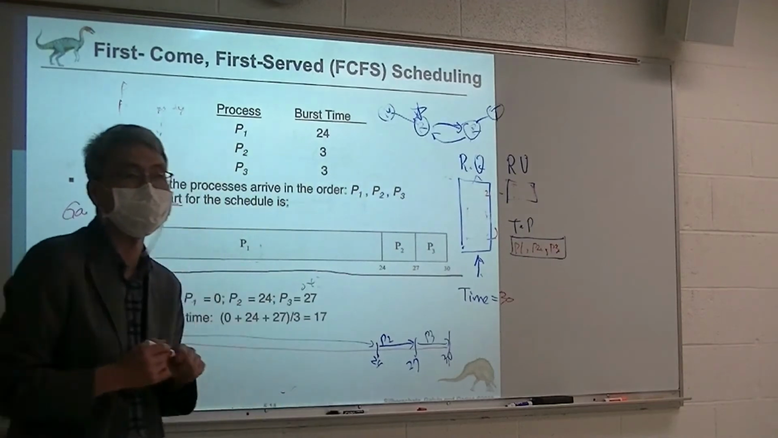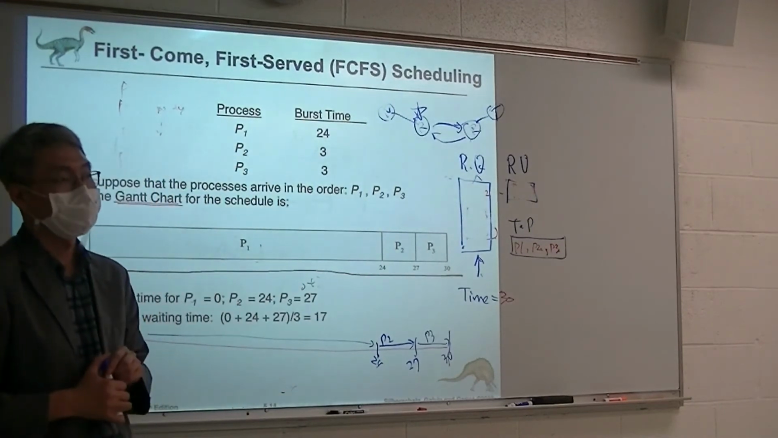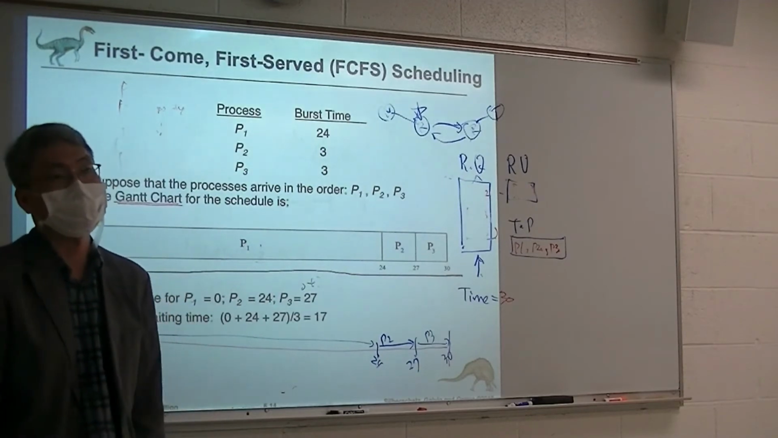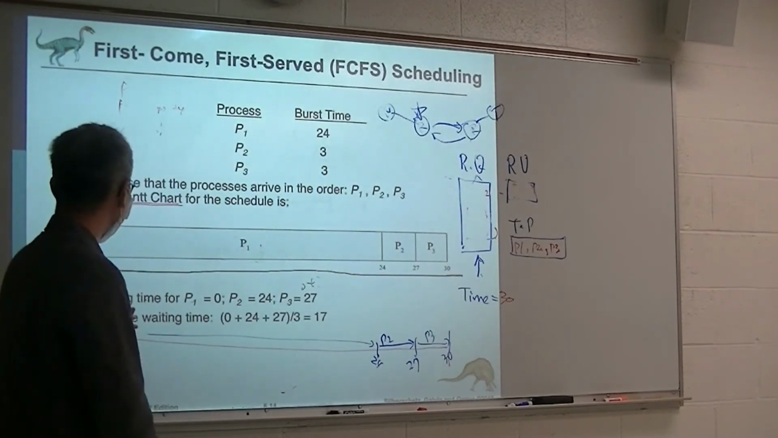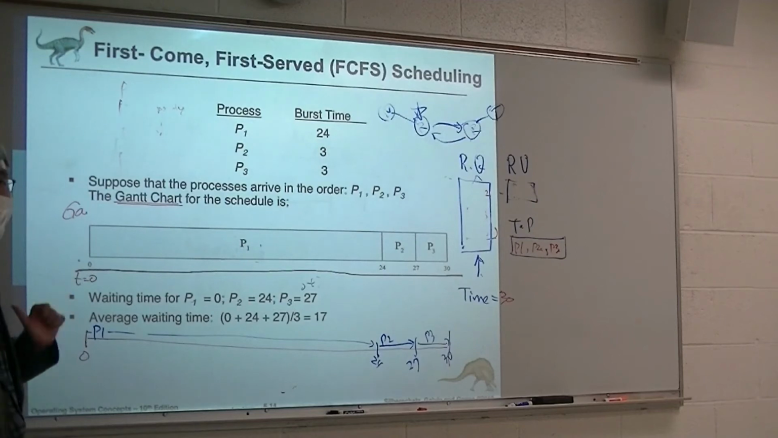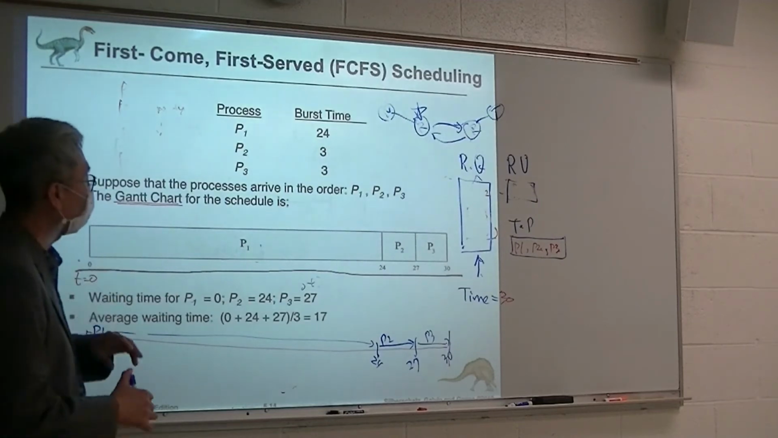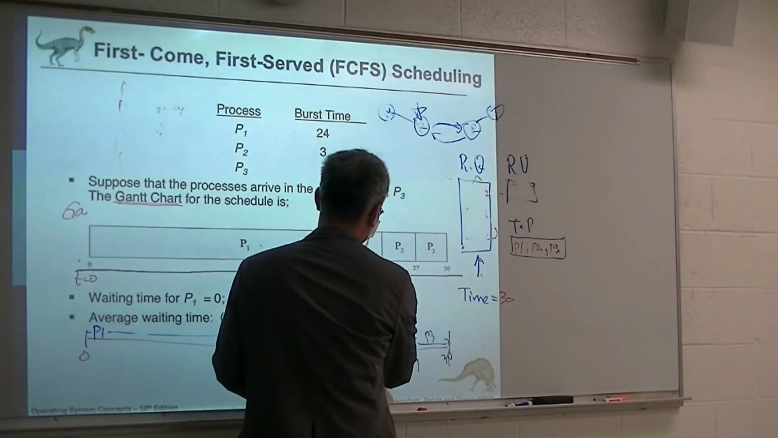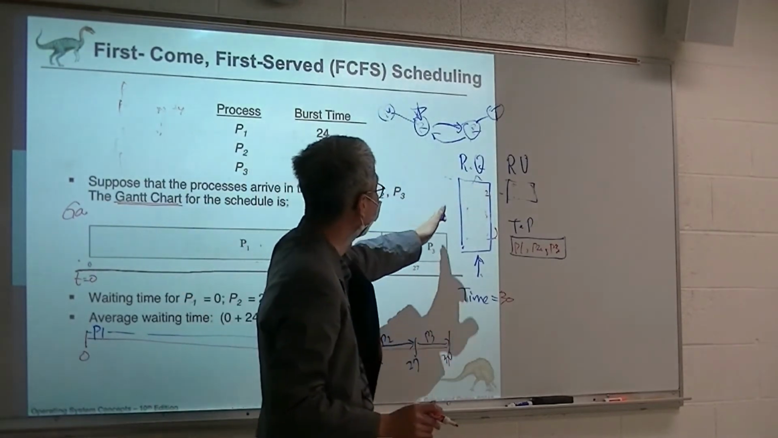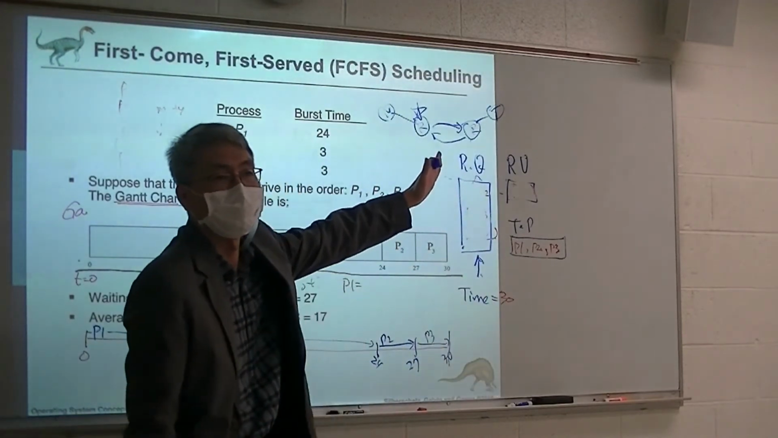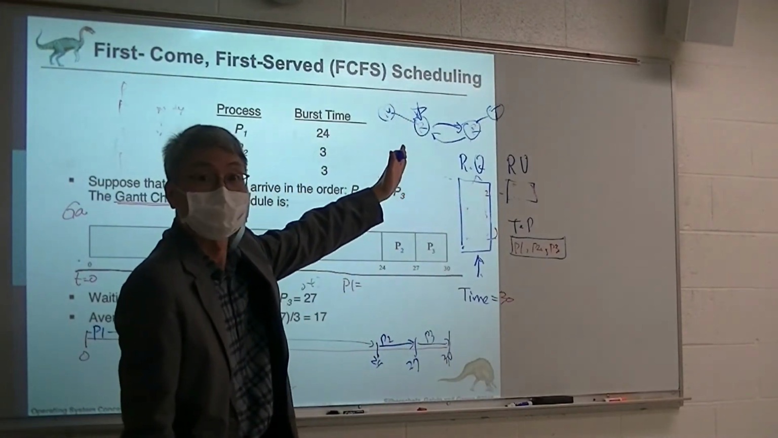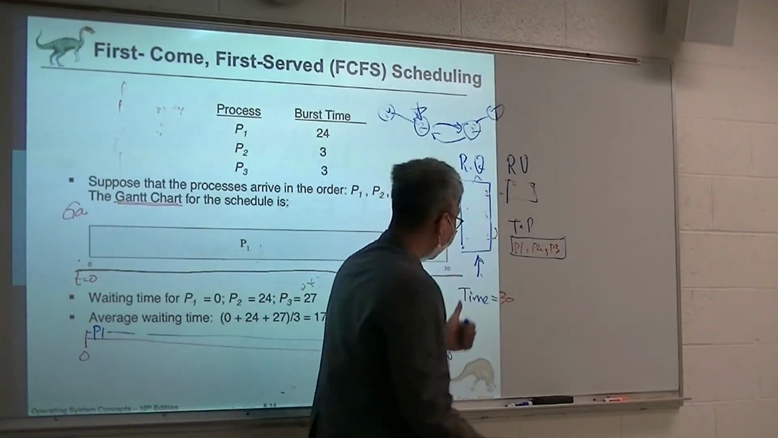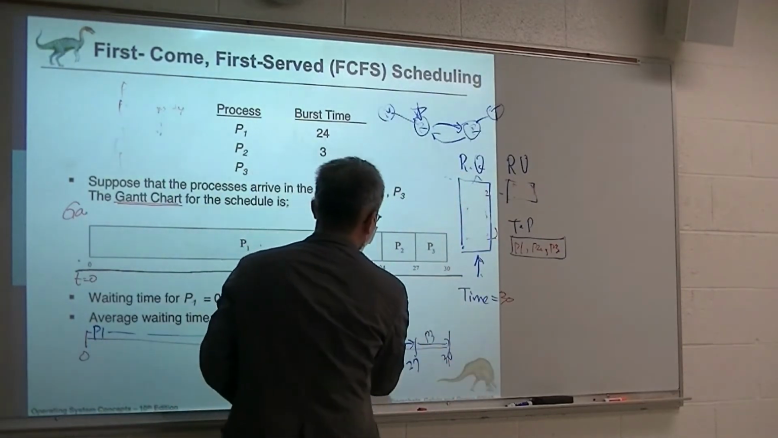Okay, so that is done. Then we need to evaluate. We need to judge how fast it is or not using what? Waiting time and response time. First, waiting time. So P1: how long does P1 wait? 0. P1 waits 0. It's selected right away, right? P1 is selected right away, so 0 time.